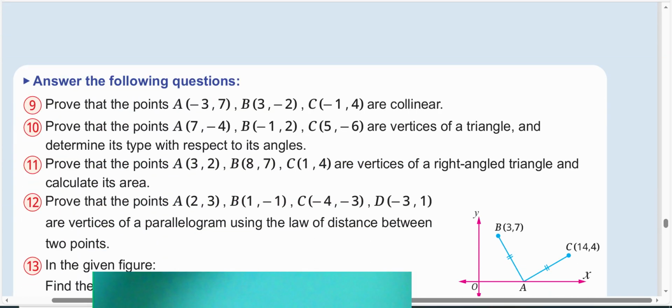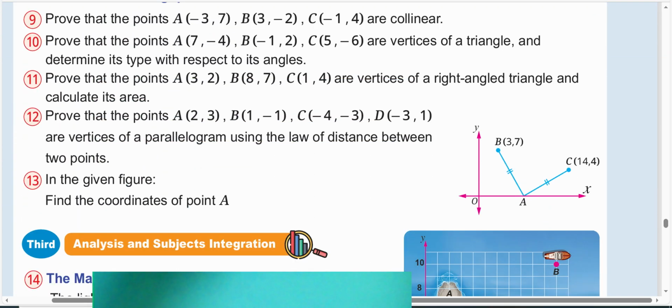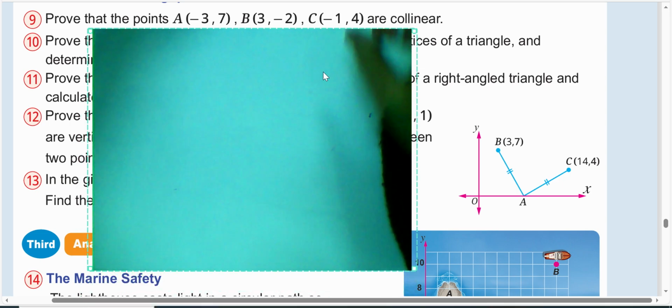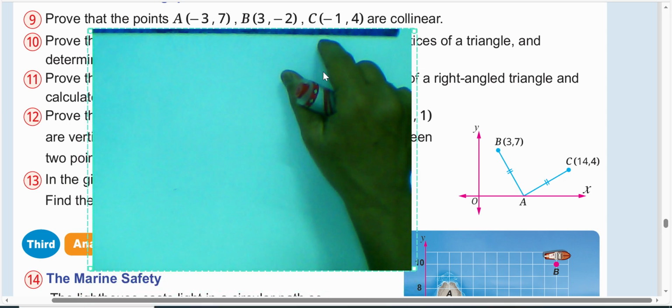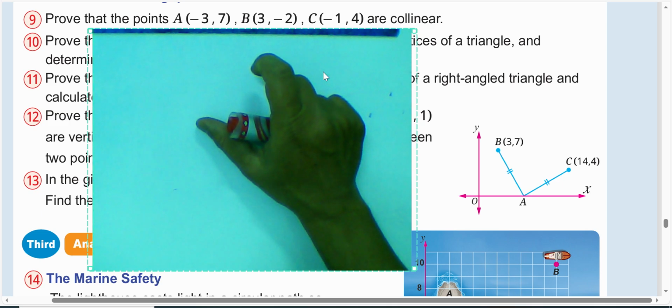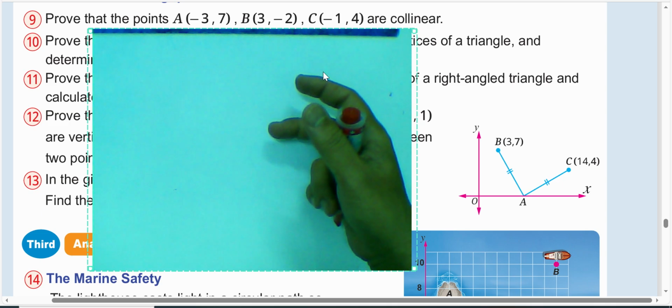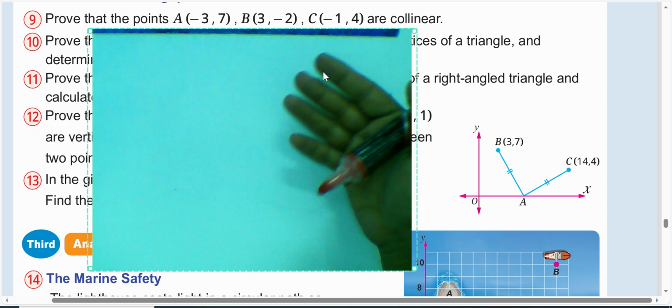Next question. Prove that the points here are collinear. We can prove the points are collinear by finding the lengths of AB, BC, and CA. If the greatest side equals the sum of the two smaller sides, we call them collinear, meaning the points are on the same straight line.